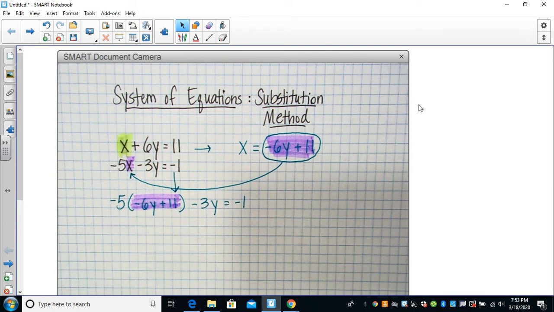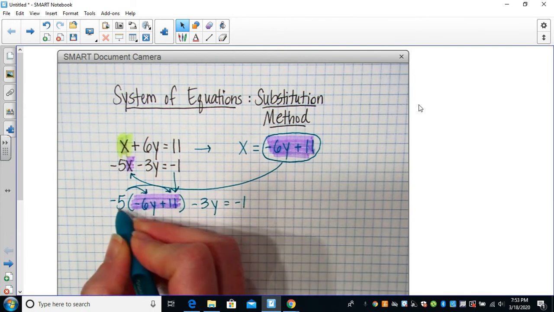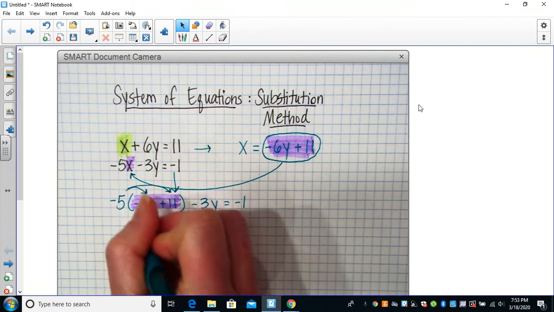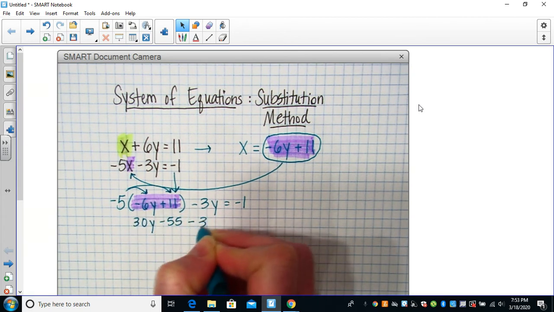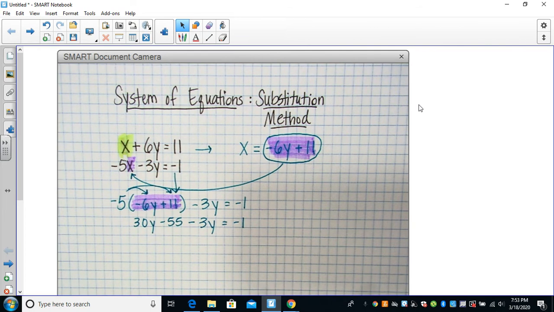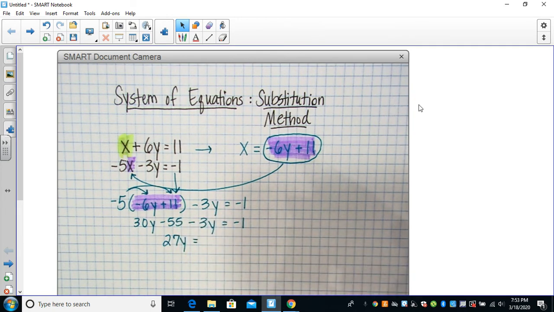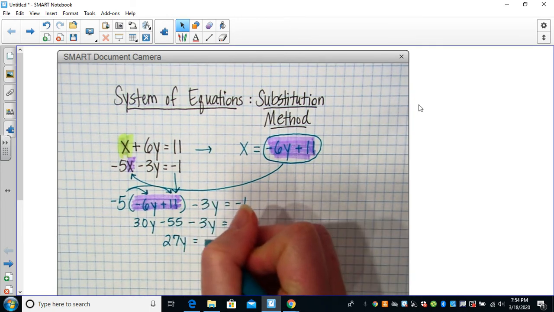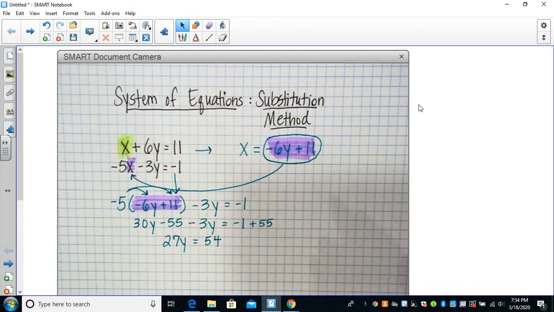So now I'm just going to solve. I have y's only, so I'm going to do the distributive property and solve. Negative 5 times a negative 6y is a positive 30y. Then we're going to have a minus 55 minus a 3y equals a negative 1. 30y minus 3y is going to give me 27y. And then I take the 55 over here, and that's going to give me a positive 55, so it's going to give me a positive 54.